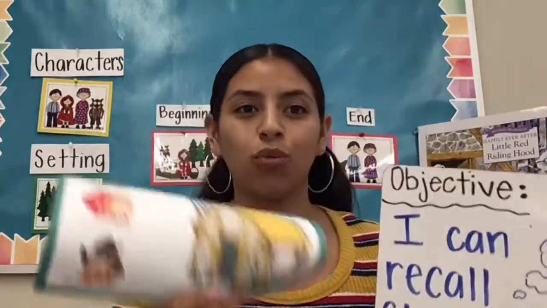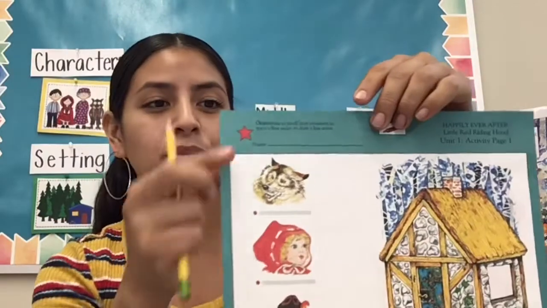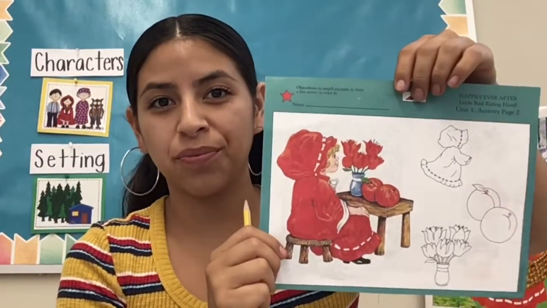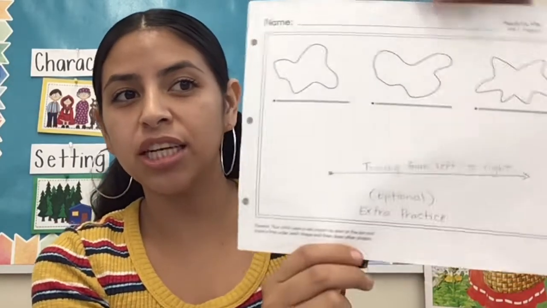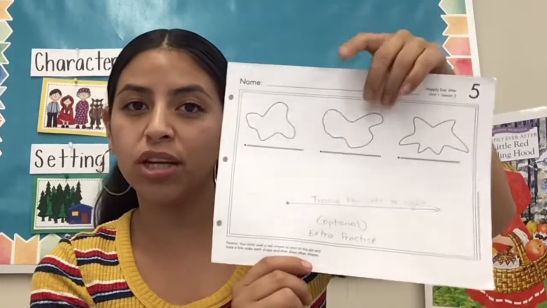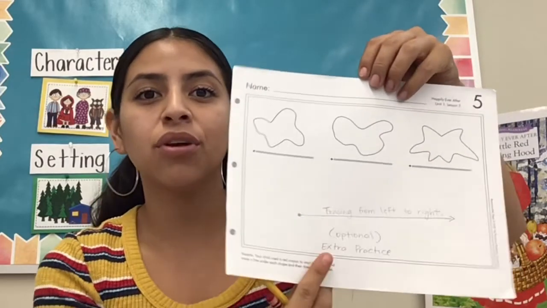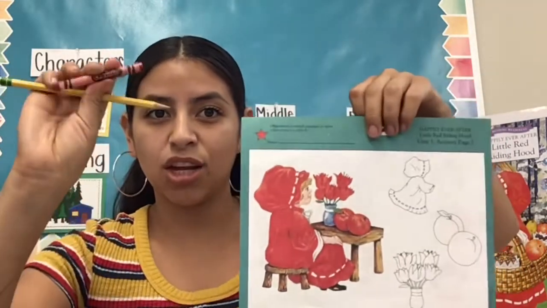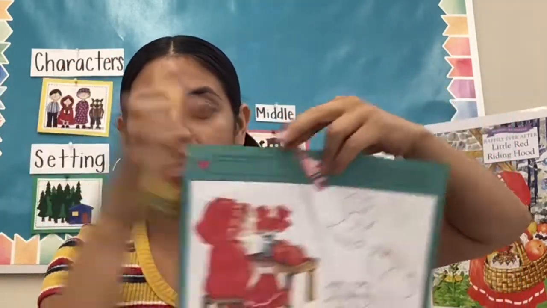But I'll be helping you, and you will follow along with your activity sheet. It will be activity page 1 and activity page 2. You also have this sheet, page 5, but this is just for extra practice. So if you want to do this extra practice after a video, you're more than welcome to. But all you need for today's lesson is this page and a red crayon and a pencil.